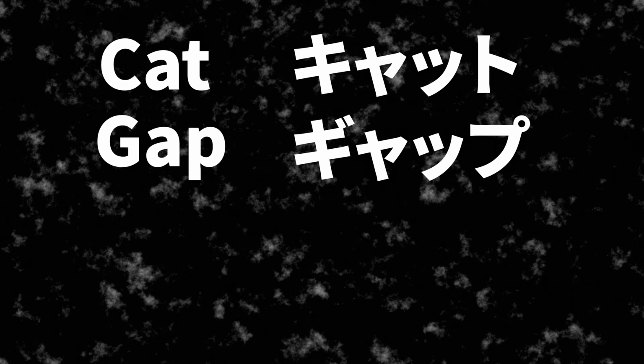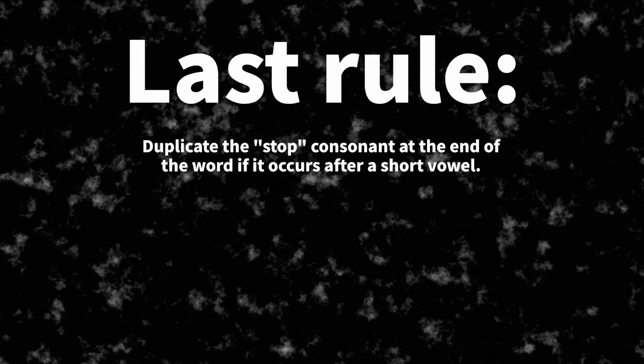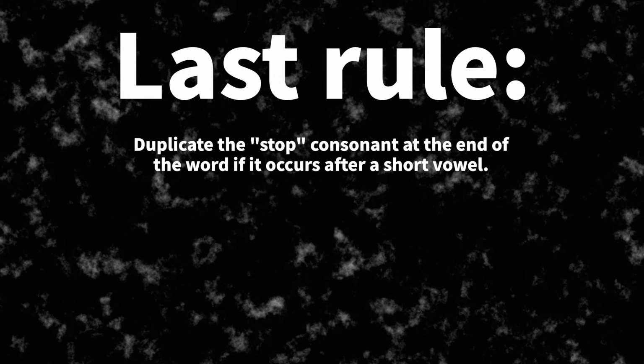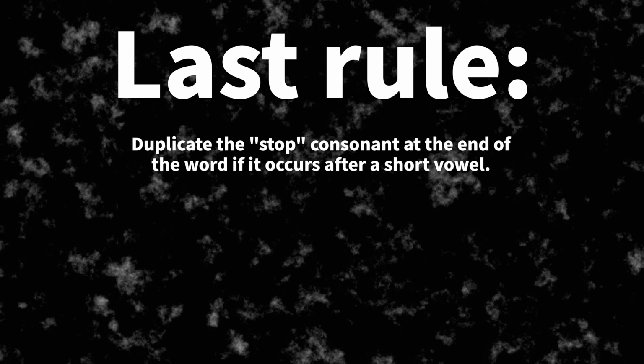Also, there's another A sound, sort of. In words like "cat" and "gap," this A that's pronounced like an "ae" will get a small ya, making words like "kyato" and "gyapu" instead of "kato" and "gapu." Rule: duplicate the stop consonant at the end of the word if it occurs after a short vowel.